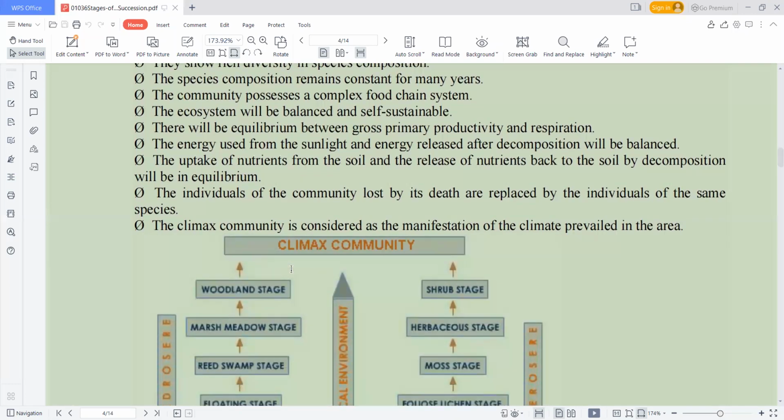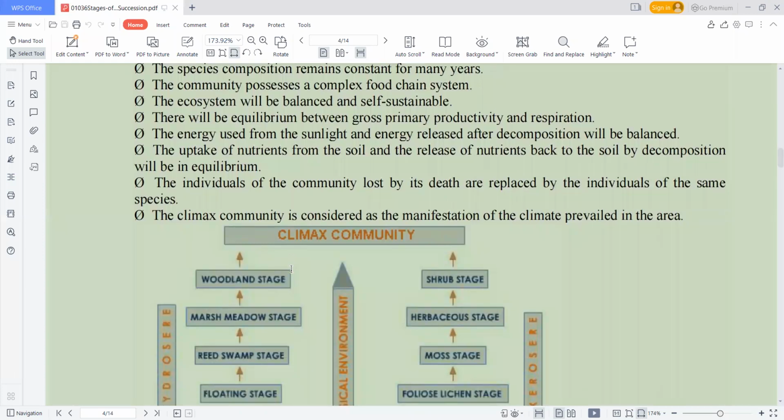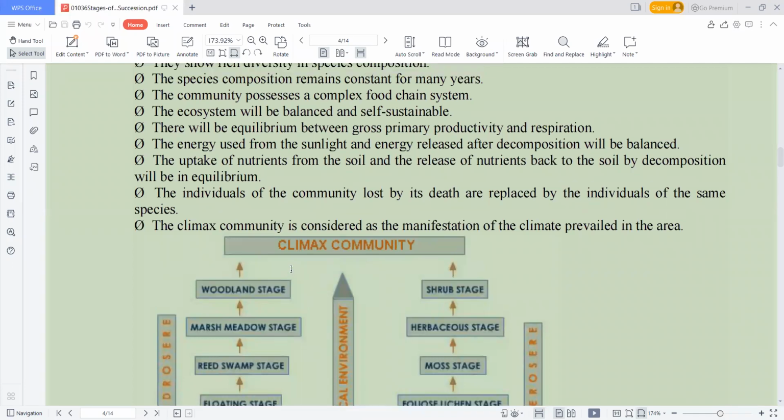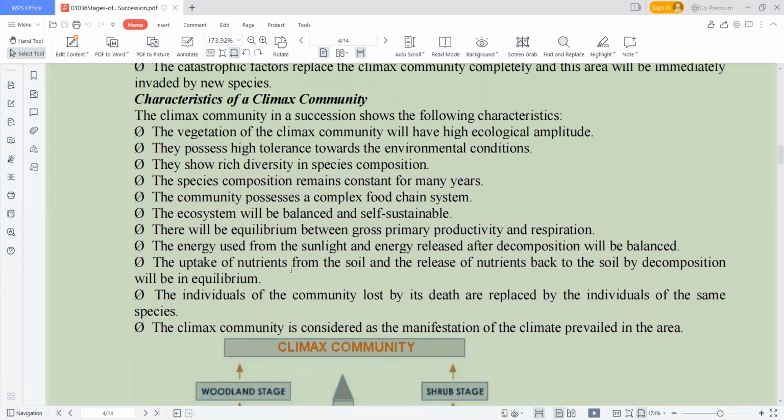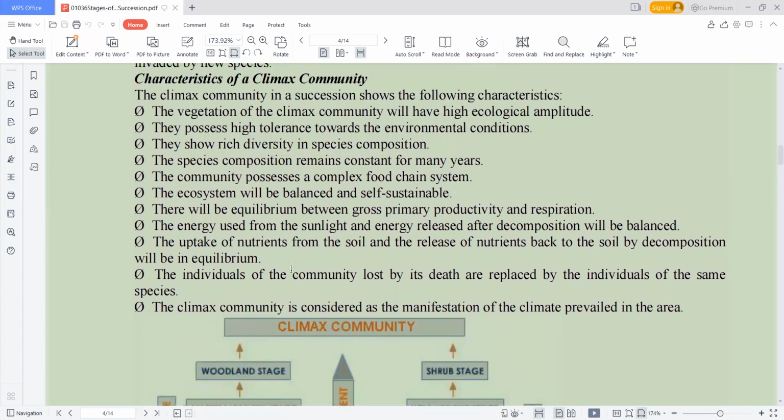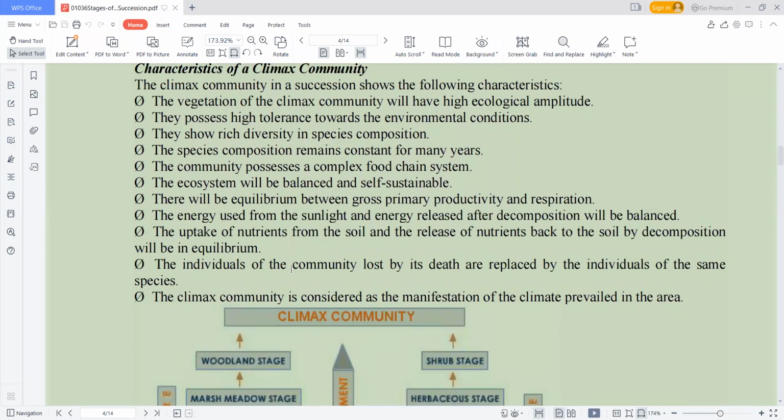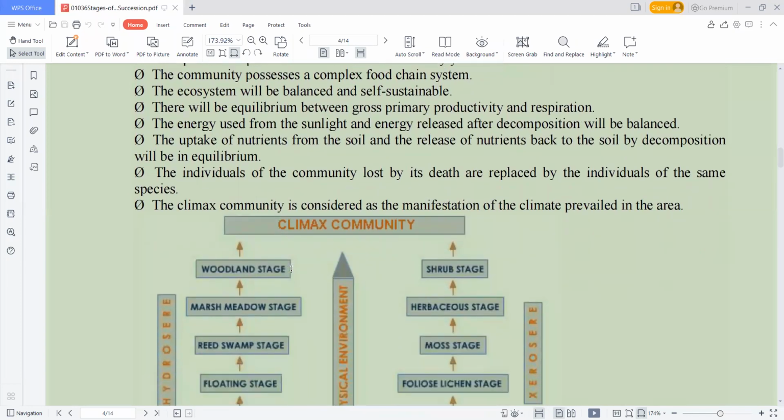And the uptake of nutrients from the soil and the release of nutrients back to the soil by decomposition will be in equilibrium, and individuals of the community lost by death are replaced by individuals of the same species. So the climax community is considered a manifestation of the climate prevailing in the area. So these are the characteristics of the climax community. It will be stable and it follows equilibrium.